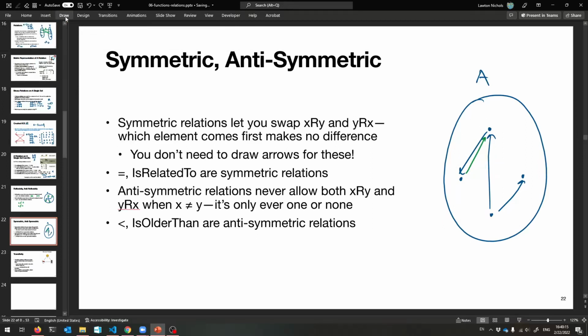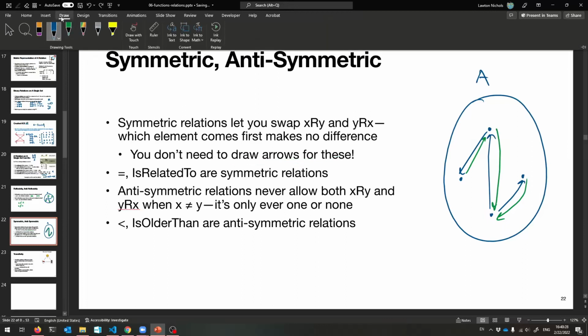Once you have this arrow, you also have this one. These elements are related backwards. These elements are related like this, too. Okay? You always have the other arrow. So you can just draw a line instead, usually. So there are plenty of nice symmetric relations, right?